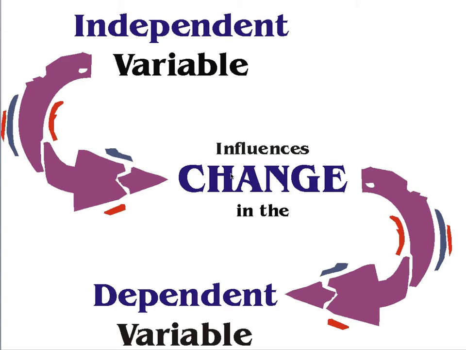So looking at our independent and our dependent variables. Just like the term says, where we have dependent, it's dependent on something. Independent is independent of something. So when we're doing a research study, a dependent variable is the variable that is going to change based on what we do with our independent variable.